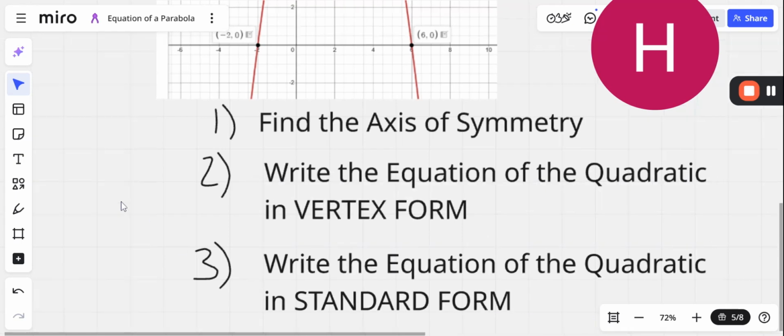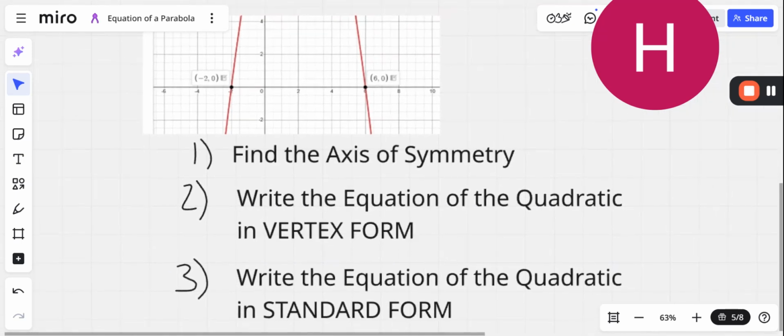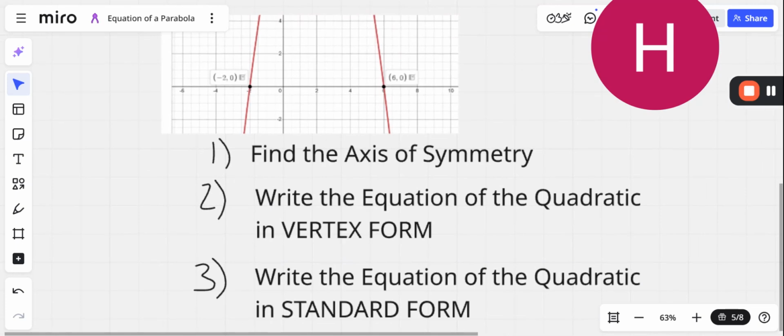All right, and go ahead and give yourself some time to work this out. Now, you can't really find the second and third part of this until we receive the other information about the parabola. So for now, let's just work on part one, finding the axis of symmetry. Give yourself about 45 seconds or a minute to try to figure out how to figure the axis of symmetry.